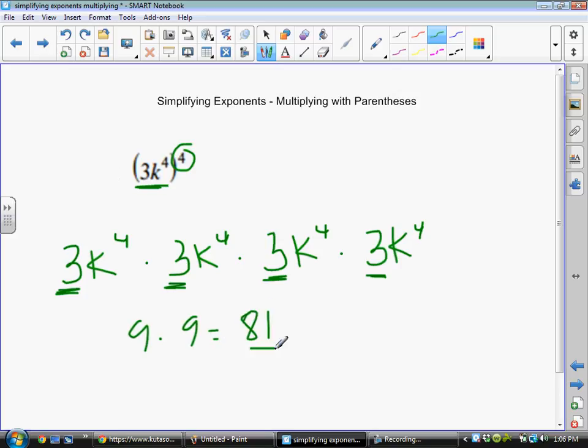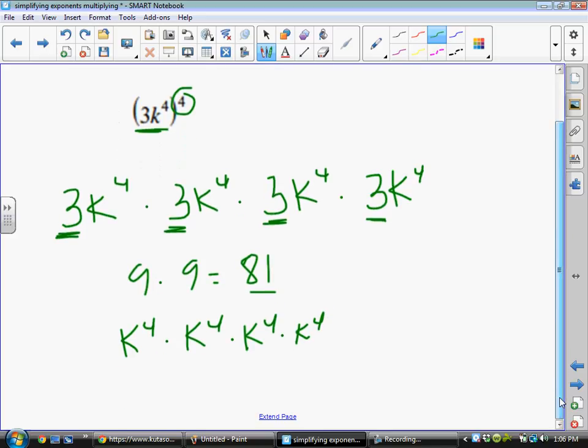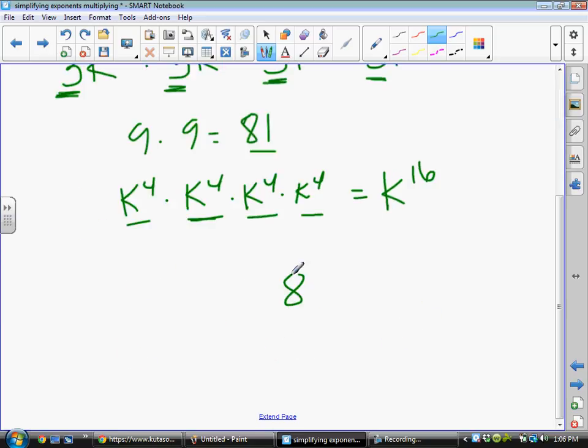Now let's look at the variables. I'm just going to write them together: k to the 4th times k to the 4th times k to the 4th times k to the 4th. You could write all of these k to the 4th out as individual k letters, but you should probably just be able to count. I have 4, 8, 12, 16, so this is really k to the 16th. So I'm going to write them next to each other: 81k to the 16th.